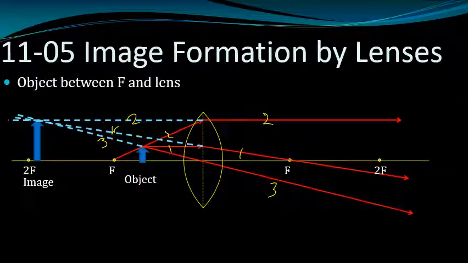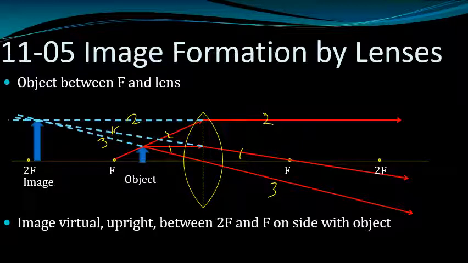But do these rays really meet at that point? No. That means that it is virtual, upright, between 2f and f on the same side with the object. As long as you're using only one lens, if it's real image, it'll be inverted. If it's a virtual image, it'll be upright.